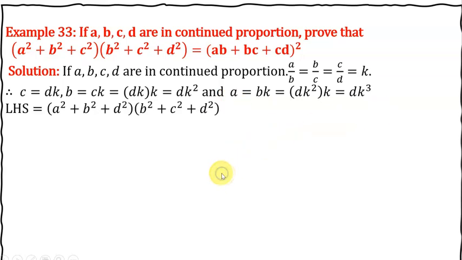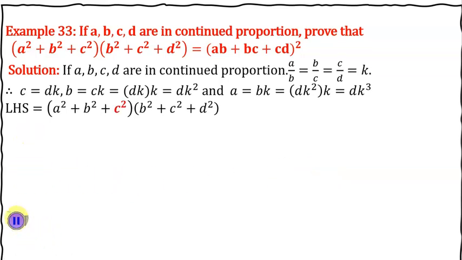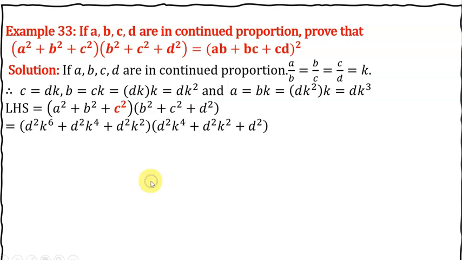Now first see here. Consider LHS is equal to (a square plus b square plus c square), bracket complete, second bracket (b square plus c square plus d square). Now substitute the value of a. What is the final value of a? a is dk cube and its square is d square k raised to 6. b square: the final value of b is dk square, its square is d square k raised to 4. And lastly, c square, that is d square k square.